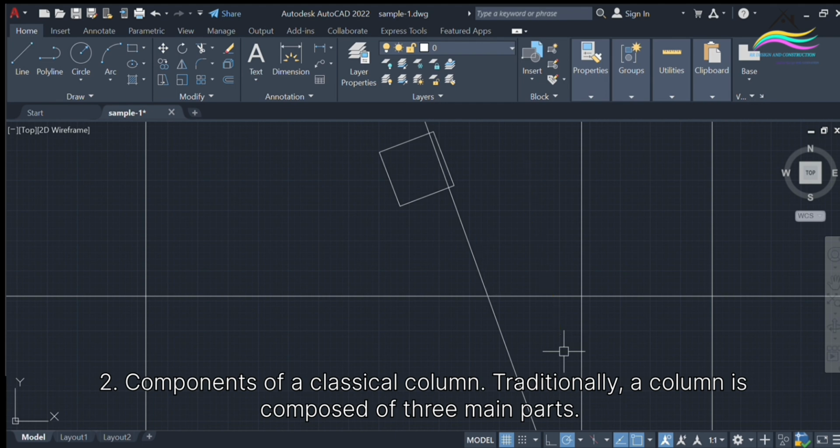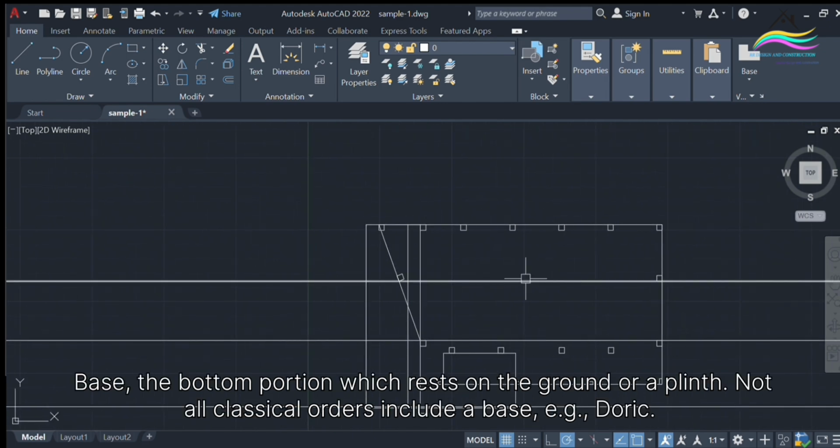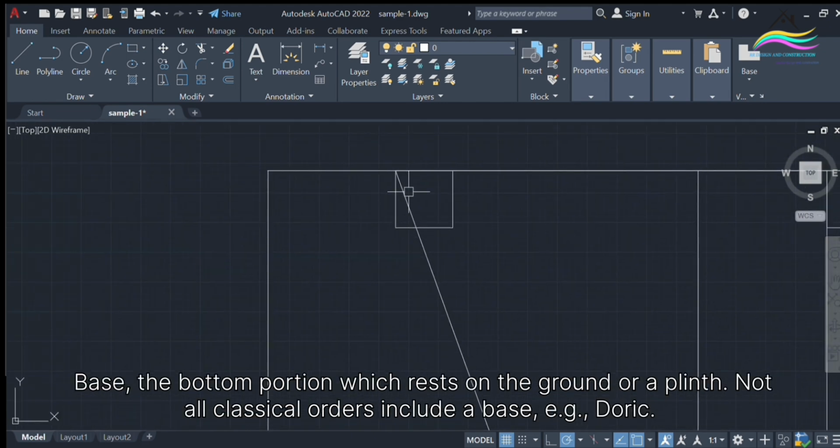2. Components of a classical column. Traditionally, a column is composed of three main parts. Base: the bottom portion which rests on the ground or a plinth. Not all classical orders include a base, e.g., Doric.